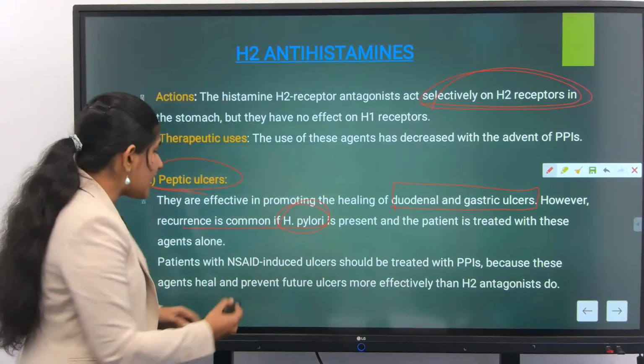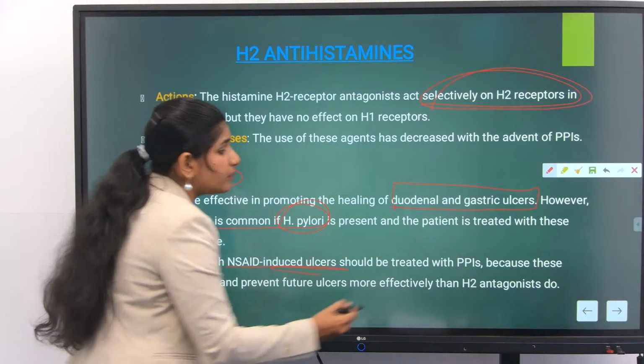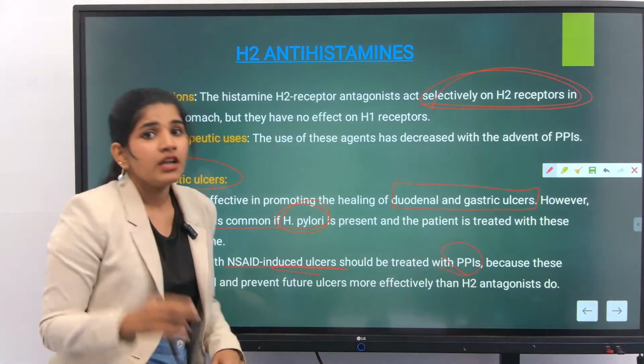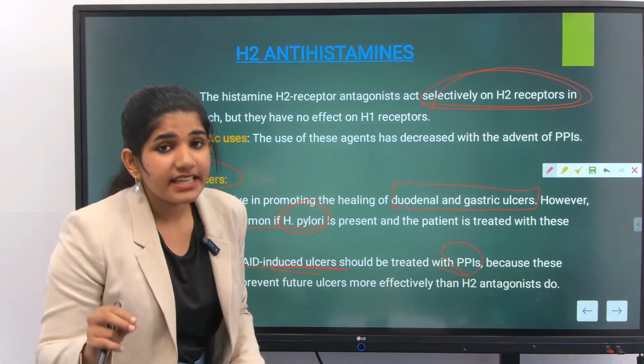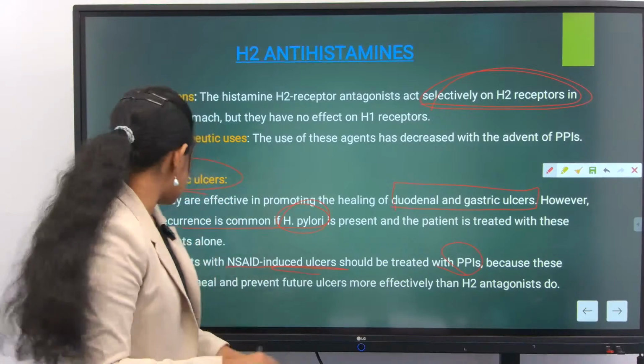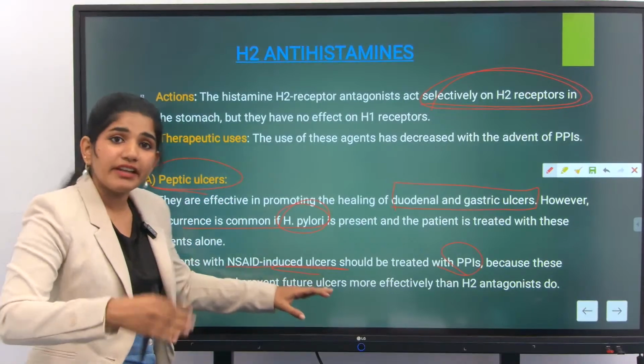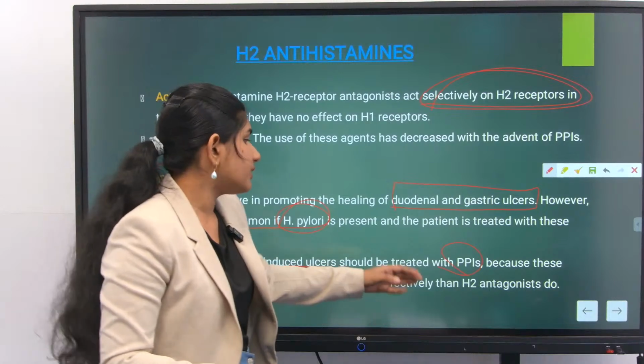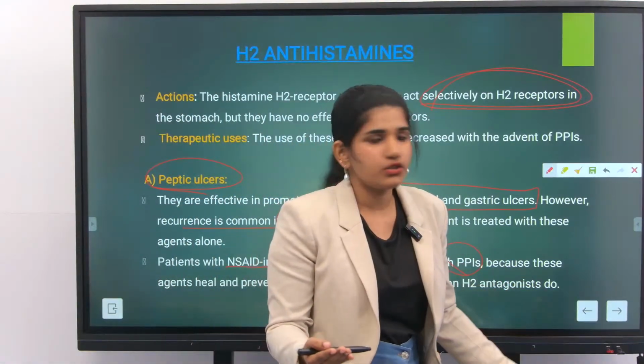Patients with NSAID-induced ulcers should be treated with proton pump inhibitors. Especially if the patient has NSAID-induced ulcers, we go for proton pump inhibitors because they can heal and prevent future ulcers more effectively than the H2 antagonists.